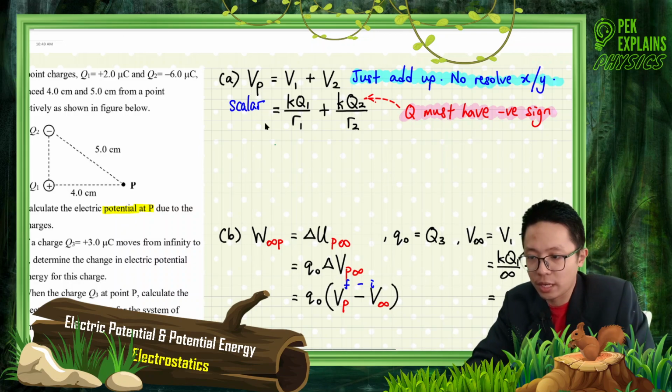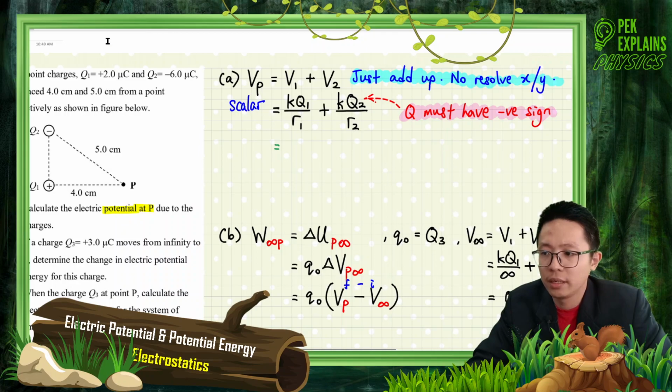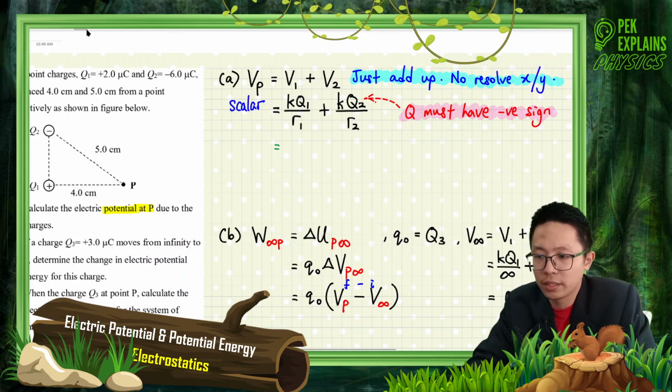Let's find the potential at P. I can factorize out this k, isn't it? k is common, as you can see over here. Why not factor it out to make our calculation cleaner? So 9 times 10 to the power 9.